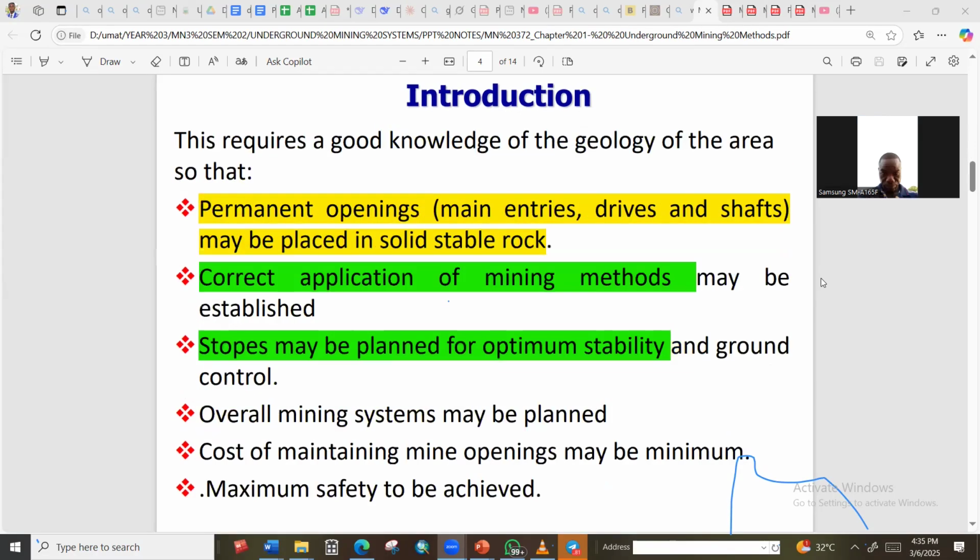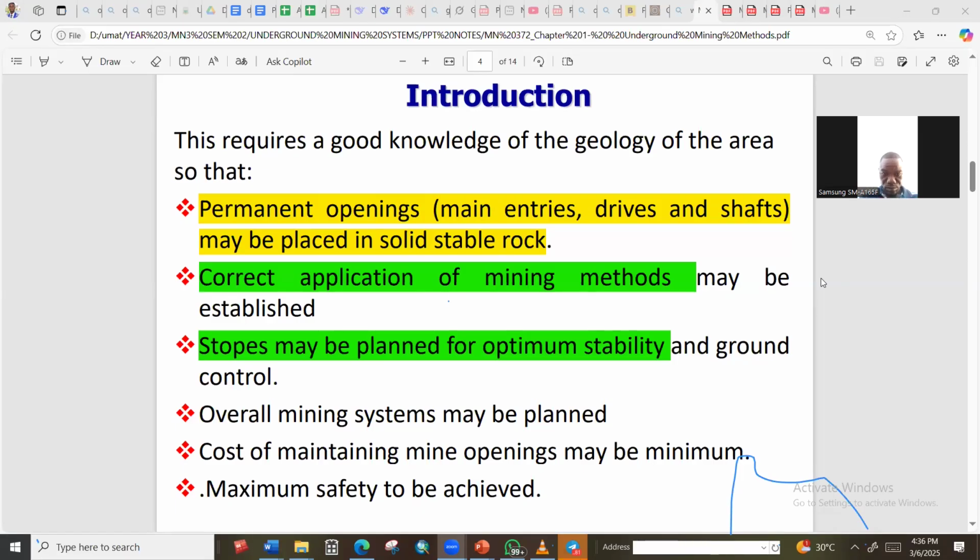This requires a good knowledge of the geology of the area so that permanent openings may be placed in solid, stable rock. So starting an underground mining system, your geology must be very good. You should know the type of rocks you are going to mine. If you are linking this to the stages of mine life, it means that your exploration data should be very, very accurate. So therefore, before we start an underground mine, it involves a whole lot of things. We have to plan. We have to make a lot of tests, test the rock, take samples to affirm the strength of the rock.